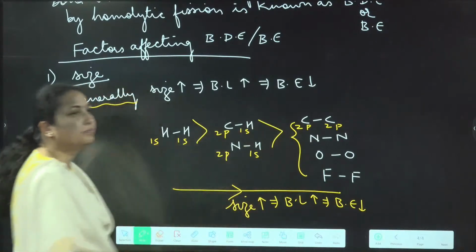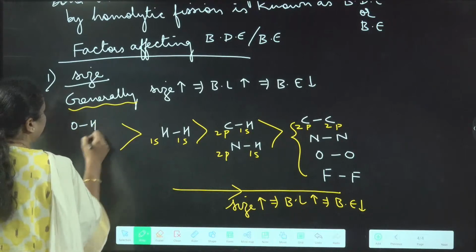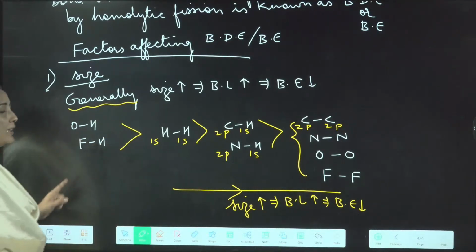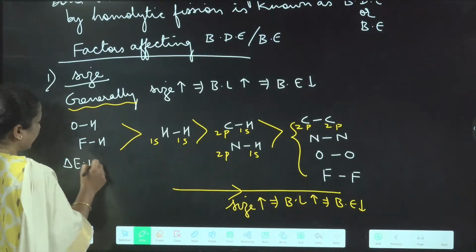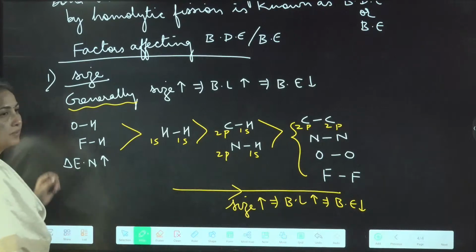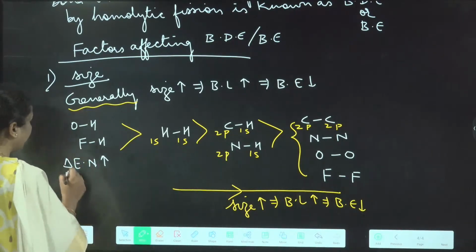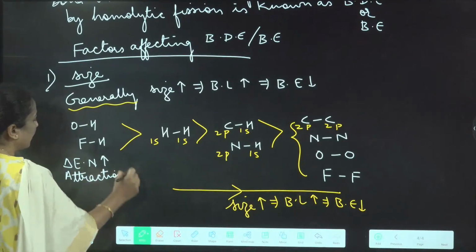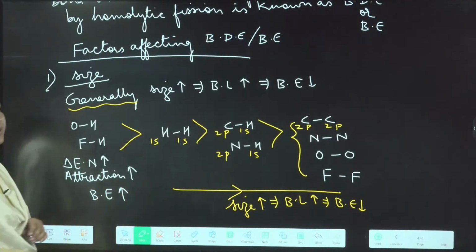There is no problem. Only thing here is for OH and FH. Even though they are 2p, 1s, then also they are like maximum here. Reason being, the electronegativity difference is very high. And because of that, what is happening? More polarity, more attraction between them. And to break such attraction, I need to supply more energy. So the bond energy increases.